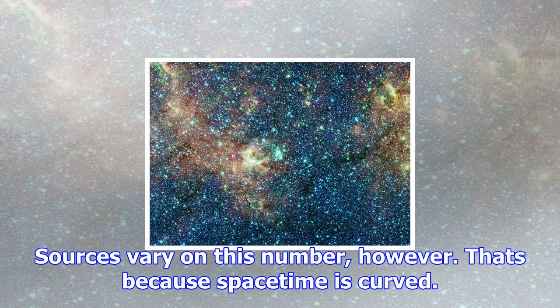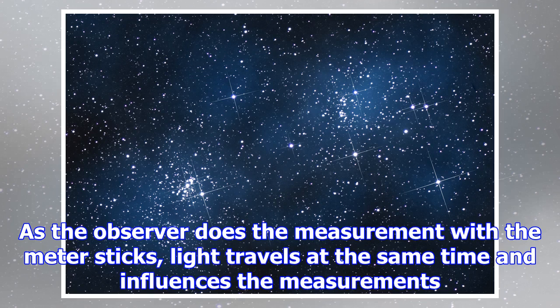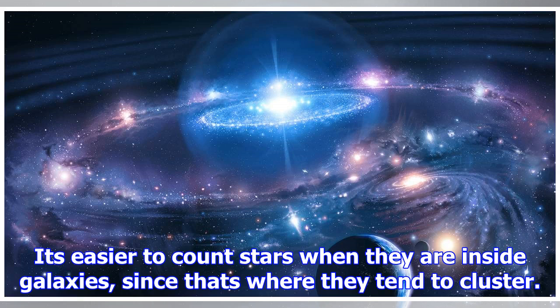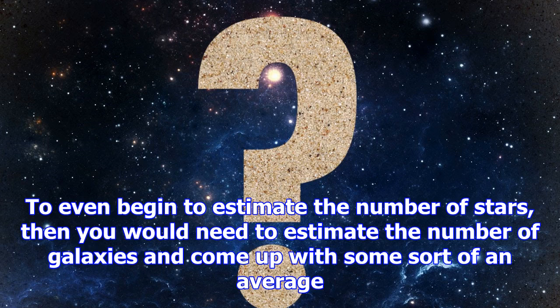It's a logical way to define distance, but not how a relativist defines distance, Kornreich said. A relativist would use a device such as a meter stick, measuring the distance along that device and then extending it as long as needed. This produces a different answer, which some sources define as 48 billion light-years in radius. Sources vary on this number, however. That's because space-time is curved. As the observer does the measurement with the meter sticks, light travels at the same time and influences the measurements.